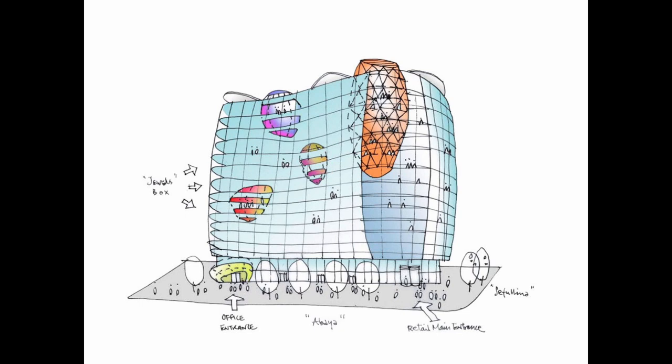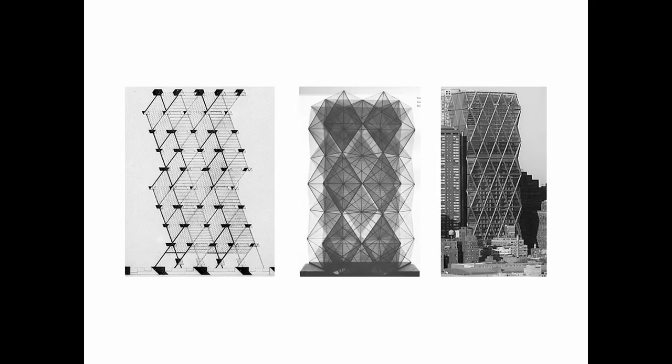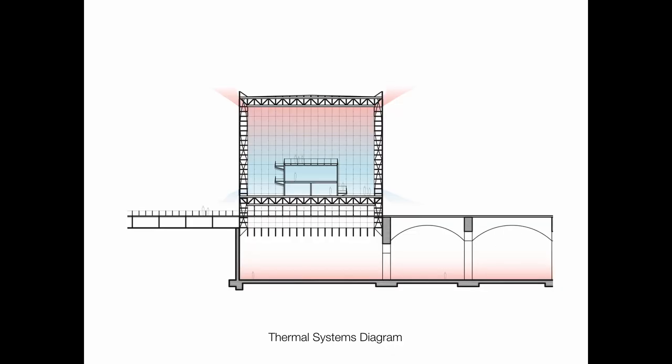Here we've got the building, with these brightly colored little jewels floating inside. This is more of a structural diagram where we have this diagrid, these diagonal cross braces for seismic purposes, and how they translate from the abstract into the form of the building. Heat movement through a building: cool air coming in the bottom, hot air coming out the top.